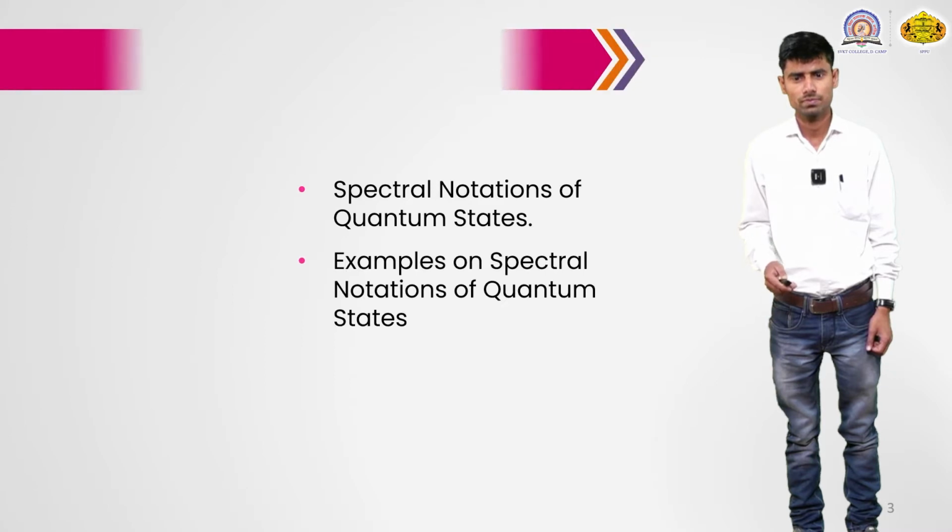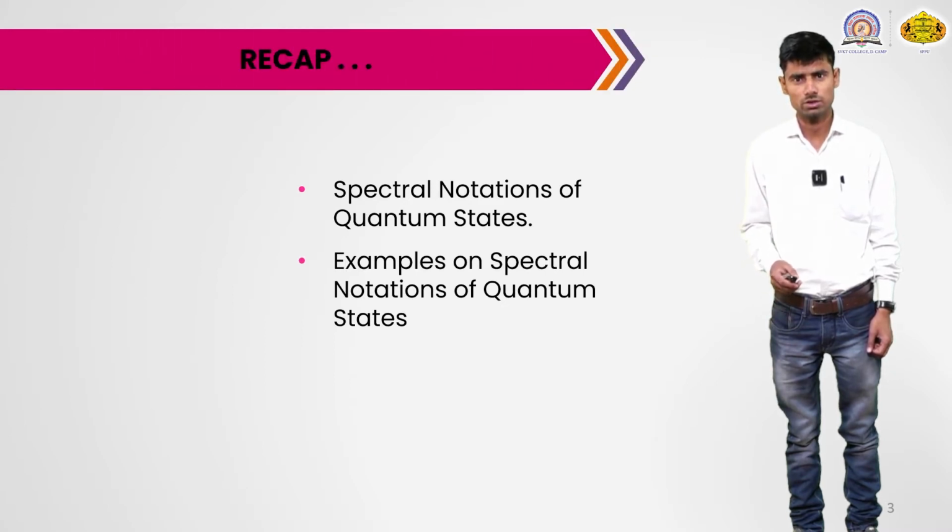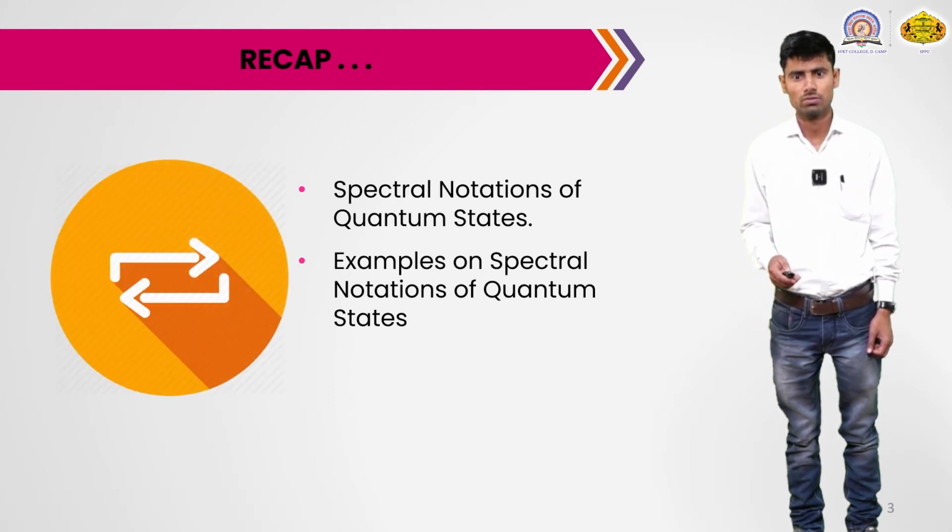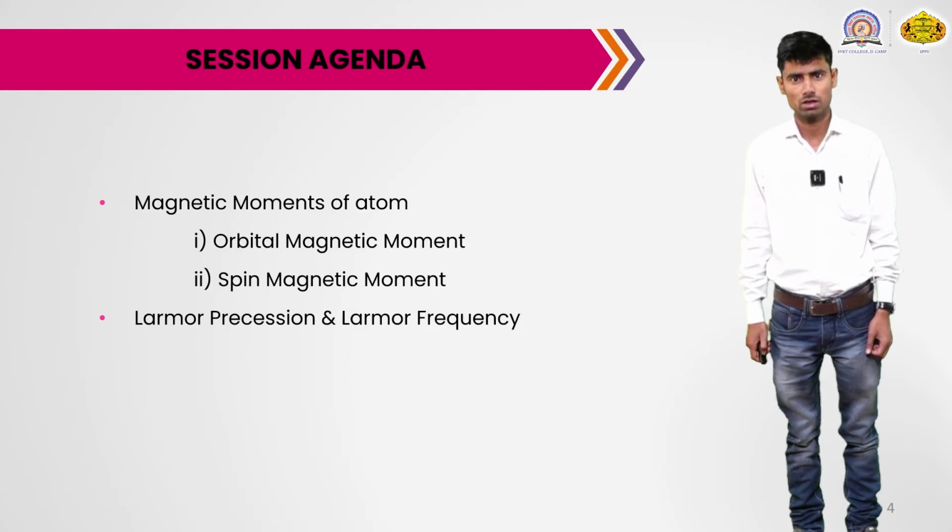In the last lecture, we have studied how to write the spectral notations of various quantum states, and we have also solved some examples based on the spectral notations. Now, in today's lecture, we will start the concept of spin-orbit interaction. But before going to that concept, we have to study the fundamentals required for that concept. So here we will study some basic fundamental concepts, which are the magnetic moments of atom and the Larmor precession.